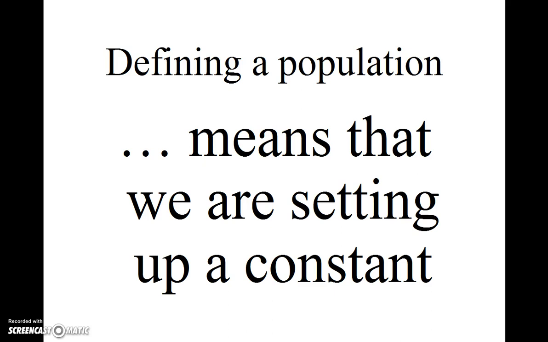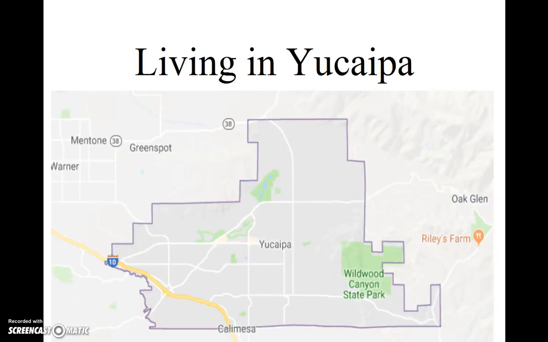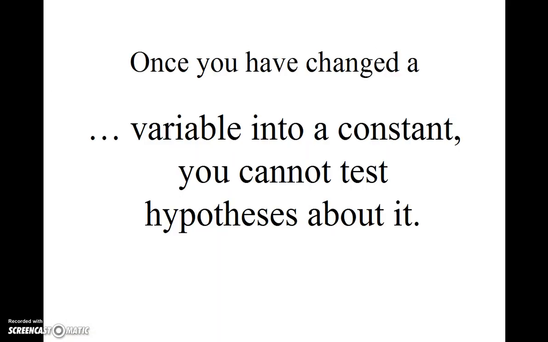When we begin by defining a population, that actually means that we are setting up a constant. For example, if we define our population as all people living in Yucaipa, living in Yucaipa is no longer a variable, because everybody in our population lives in Yucaipa. Once you have changed a variable into a constant, you cannot test hypotheses about it. You need variables to test hypotheses.